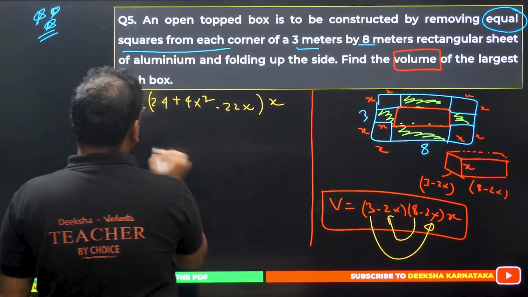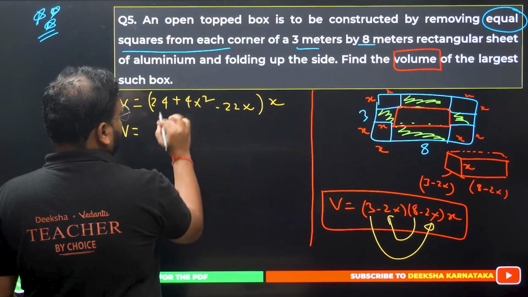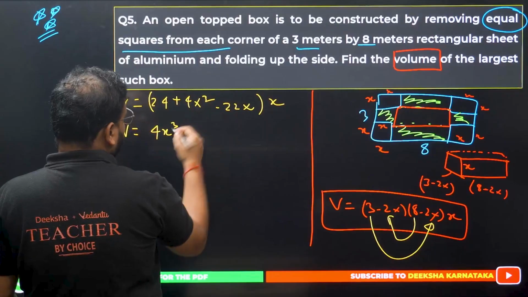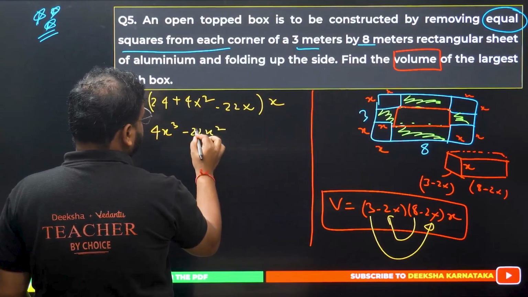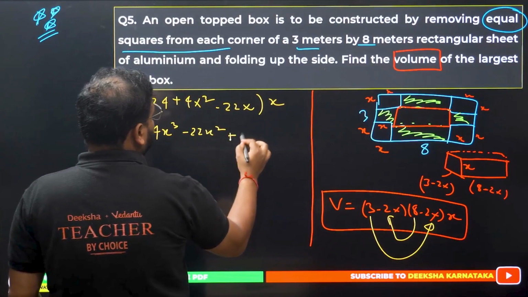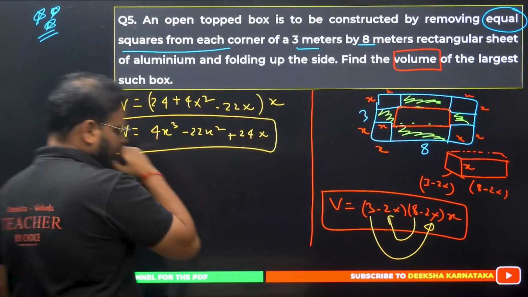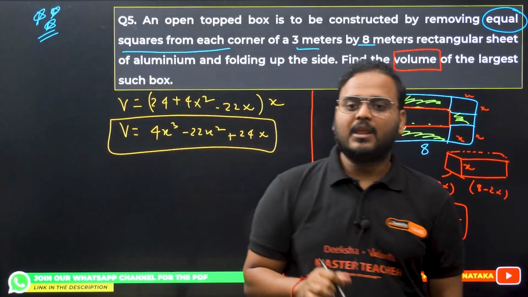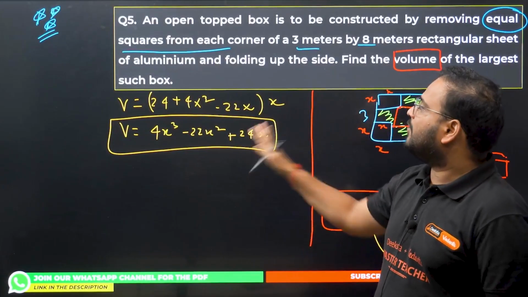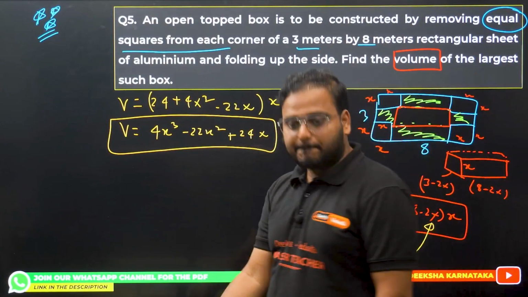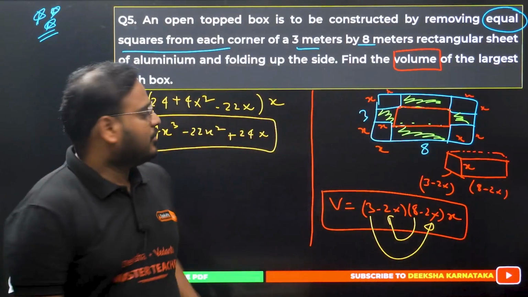We have x outside, so I'm going to write the volume with the highest order first. So 4x cube, the highest degree, minus 22x square, and next we have 24x. That's my volume expansion. The volume function is now defined. I have to maximize this, I have to find the largest value of the volume.